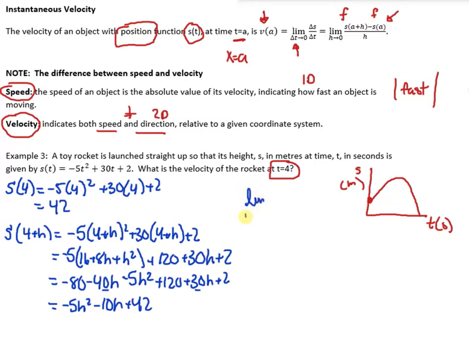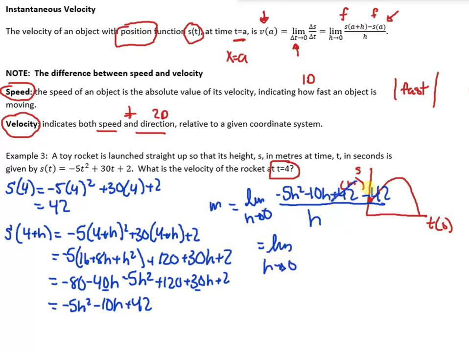Let's see if we can do the limit as h approaches 0. We'll go negative 5h squared minus 10h plus 42. And then we're going to subtract the other 42. And that's all going to be over h. Okay, those two 42s cancel out. We're left with negative 5h squared minus 10h over h. Okay, we can factor that. So those h's cancel out.